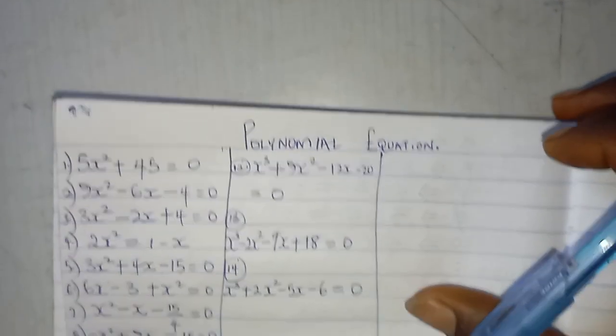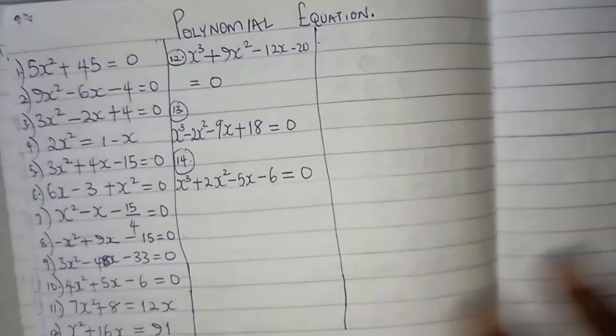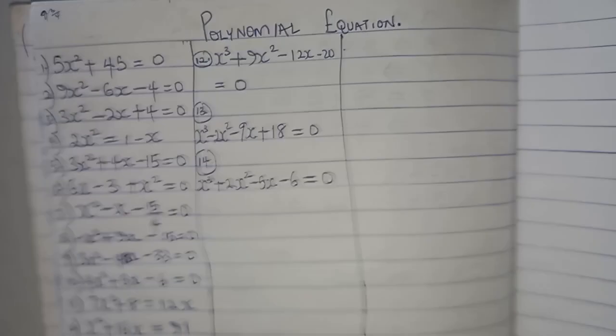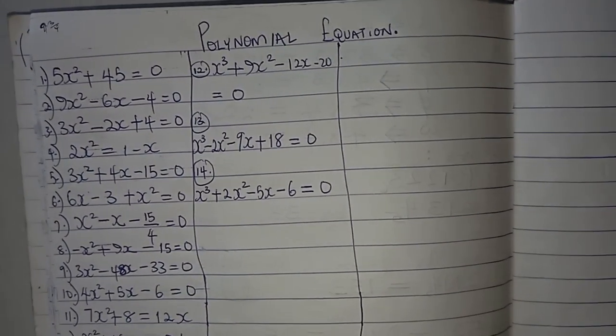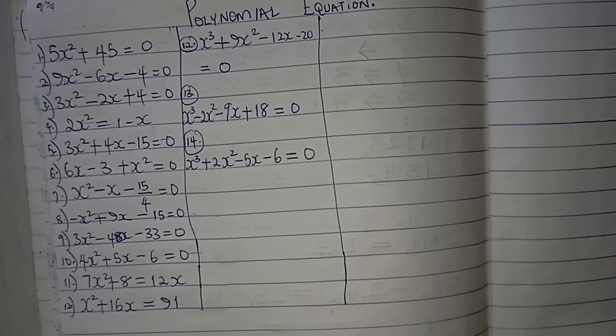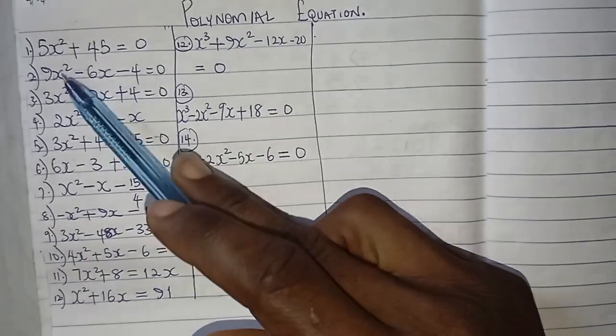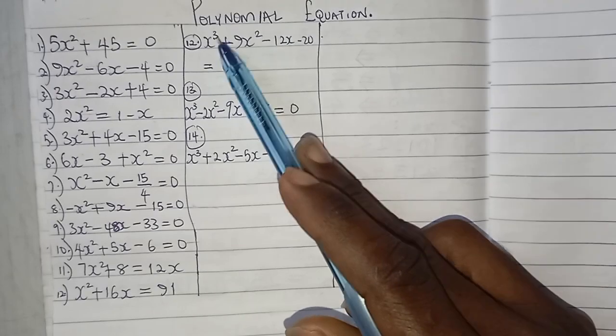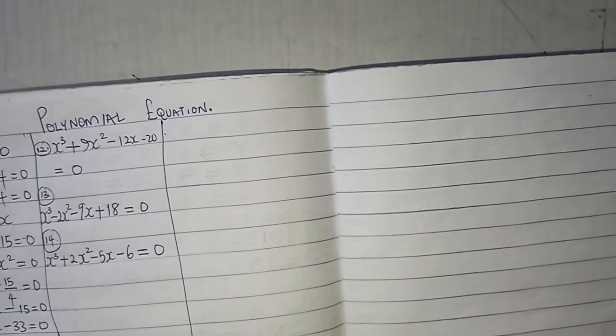Today I'm going to be teaching you quadratic equations, or we call it polynomial equations. We know that polynomials simply have to do with power of variables in ascending or descending order. So when the highest power is 2, we call it quadratic equation. And when the highest power is 3, we call it cubic equation. So that's what we'll be treating today.